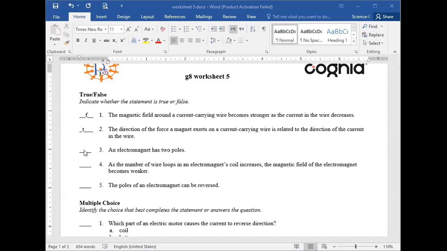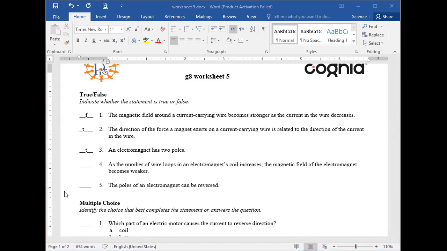Then number 3, an electromagnet has 2 poles. Yes, Rashwan? True. Of course, because in an electromagnet, once the current is passing in the wire, the iron core will turn into an electromagnet, which is acting like a normal magnet, so it has 2 poles, north and south.